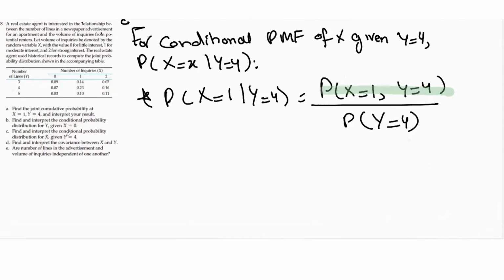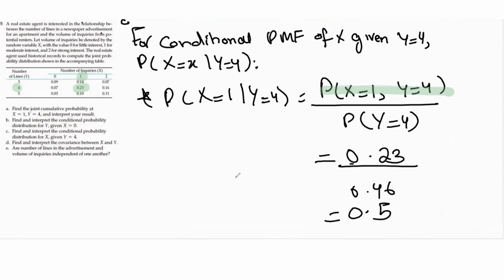This is the joint probability of x and y. You can directly read it from the joint PMF of x and y. So this is x is 1, this is y is 4. So this is the probability x is 1 and y is equal to 4. This is just 0.23 divided by probability y is 4, which we just found as 0.46. So this is 0.5.